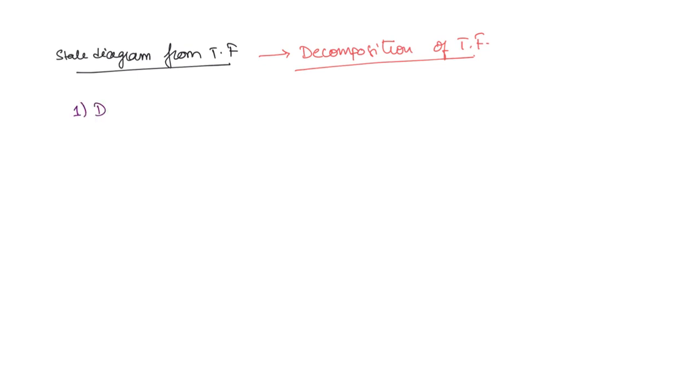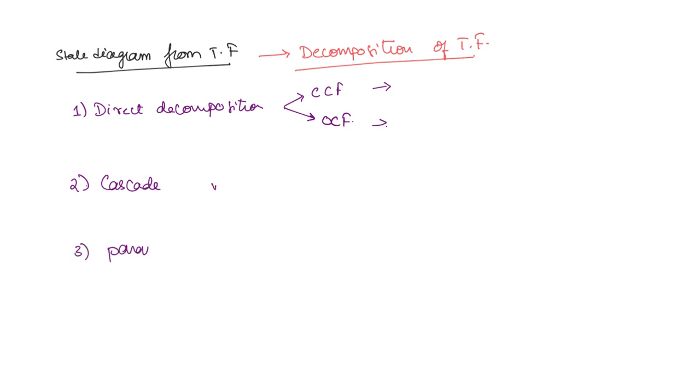So the very first method is the direct decomposition. Here you can get either the controllable canonical form or the observable canonical form. Remember these abbreviations, it is difficult to write them over and over again. Next is the cascade decomposition, and finally there is parallel decomposition. We use these methods depending on the transfer function that we have. Depending on the transfer function, we choose the suitable method.